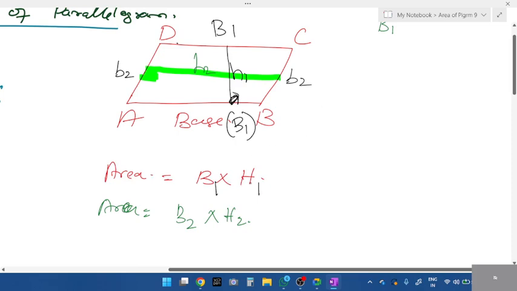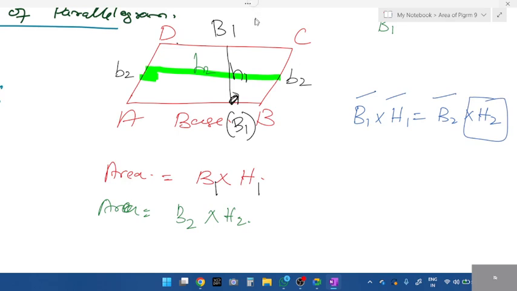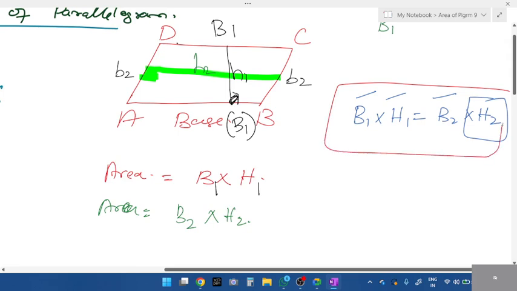Area is equal to base into height. Then we have the third formula. B1 into H1 is equal to B2 into H2. This is when base 1 will be given, height will be given, base 2 will be given, and they'll tell you to find the value of H2. Any three values will be given. Make a note of this. Any three values will be given. Any one value will be missing.